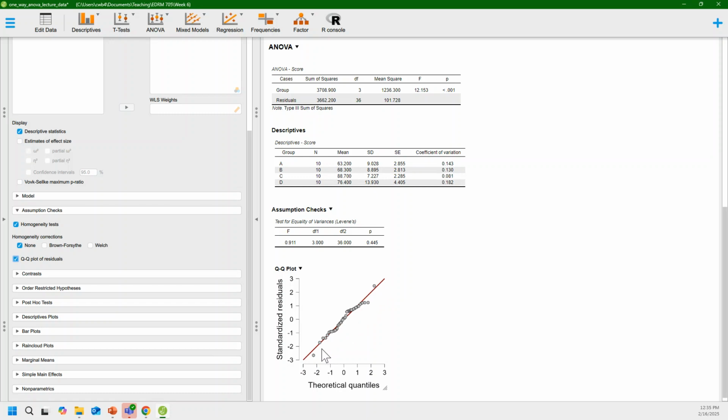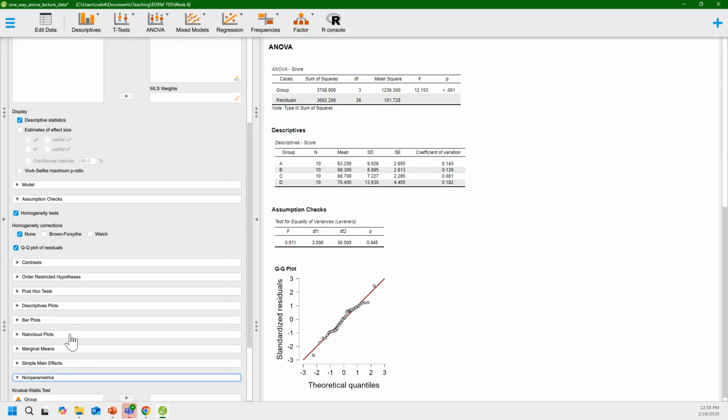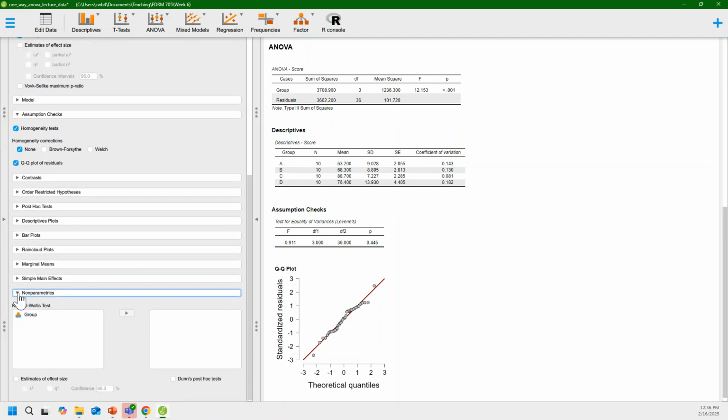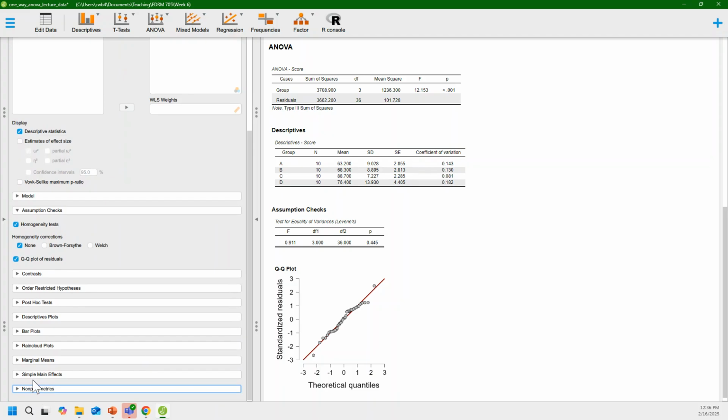If our normality assumption was not satisfied, meaning we saw some kind of curvature going on and not a linear pattern, then we would have to use a non-parametric statistical test. And there's a menu here in JASP to run a non-parametric test. That's going to be a little beyond what we're going to be required to do in this course since it's an abbreviated semester. But that is there as an option if you have issues with normality. So both of our assumptions are satisfied in this example, and so we know that we can use our one-way ANOVA.